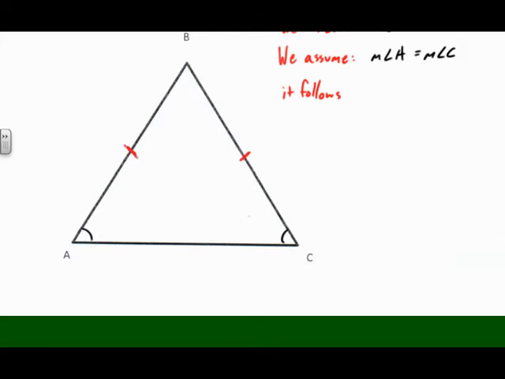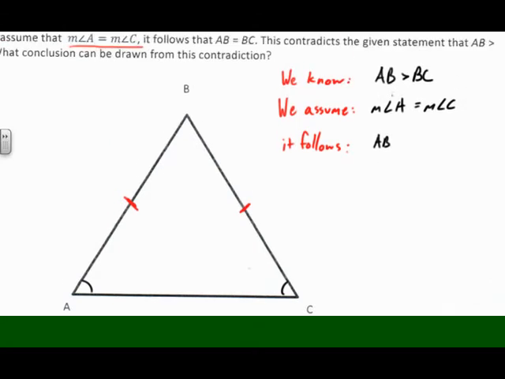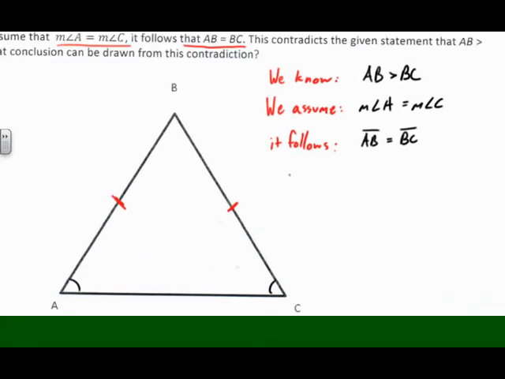And this is just leading back to isosceles triangle. So it follows that AB is congruent to BC. So segment AB is congruent to BC, and this is what it was talking about still. So now it says that this contradicts the given statement. So this part right here contradicts this part.